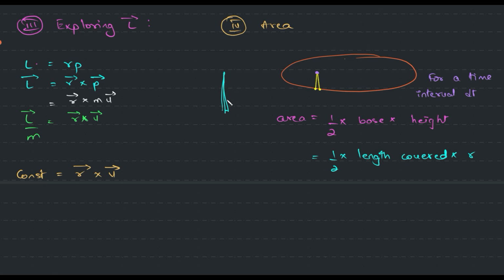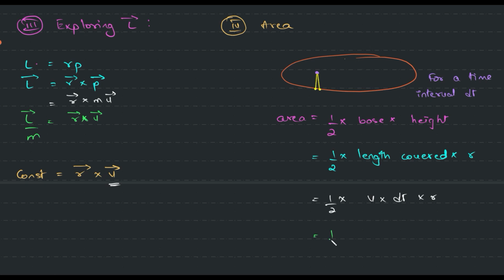So this length and the neighboring length is almost same. Is it not? From trigonometry we can understand that they're almost same. So I'm writing this as r. How do you figure out the length covered? I can make use of the velocity. So we know that length or distance is equal to velocity into time. Time is given dt, times r.